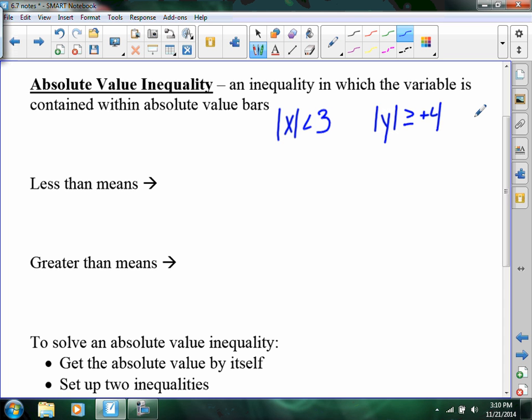Now, the trick with identifying how to solve an absolute value inequality is to identify the sign, the less than and the greater than, because they have meaning when we're setting up our two equations to solve. The less than sign is going to mean that you have an and compound inequality. So less than is "and", and greater than is going to be an "or" graph.